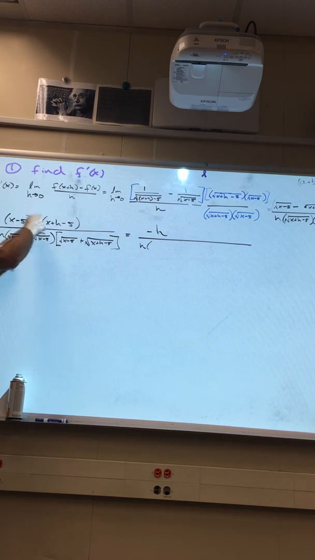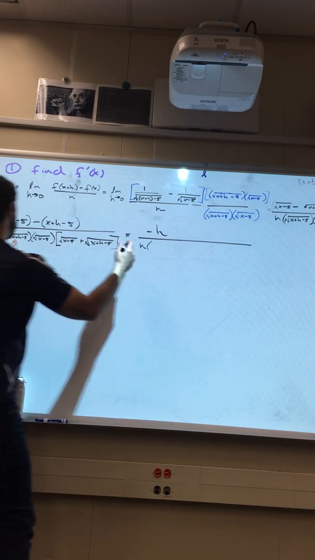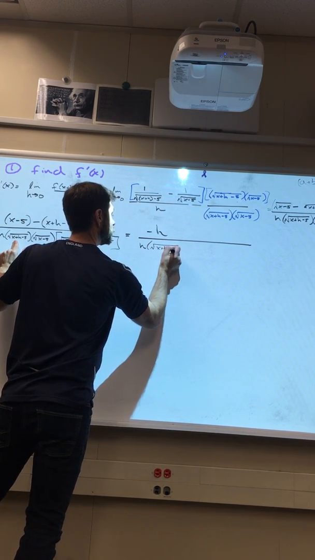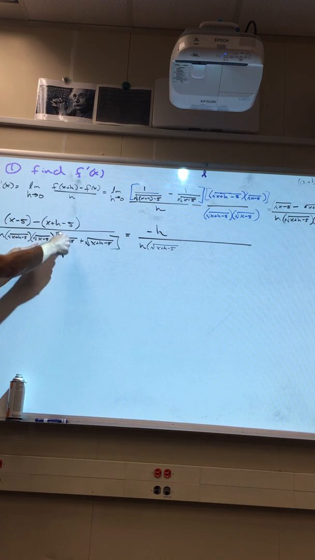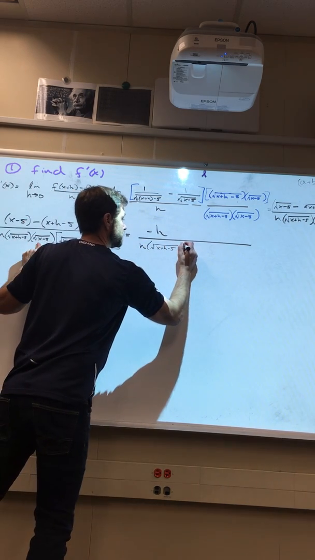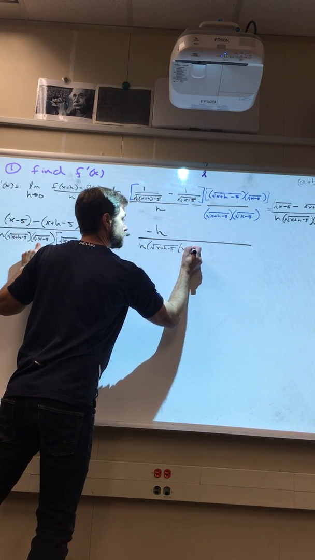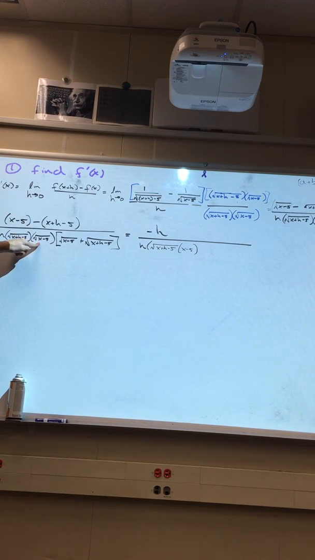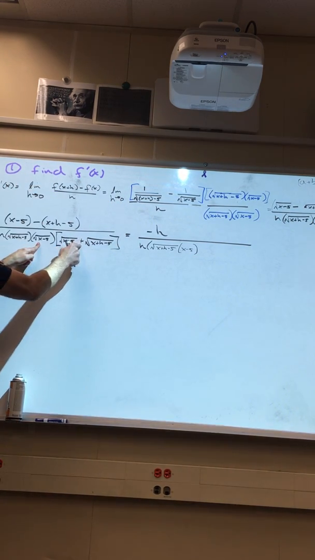Let's just throw this term at that term. So the square root of x plus h minus 5 just goes along. But this term is also multiplied, and that's square root x minus 5 squared. So the radicand jumps out. Plus, so there's the plus.